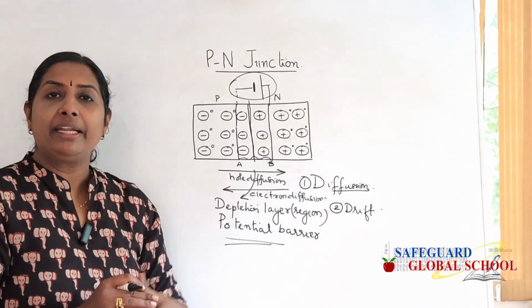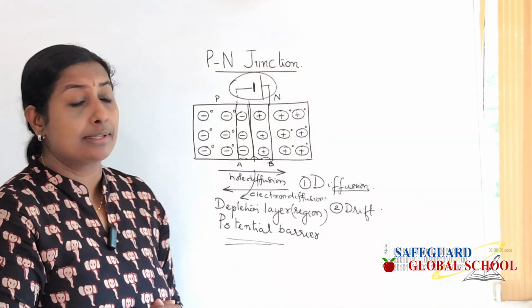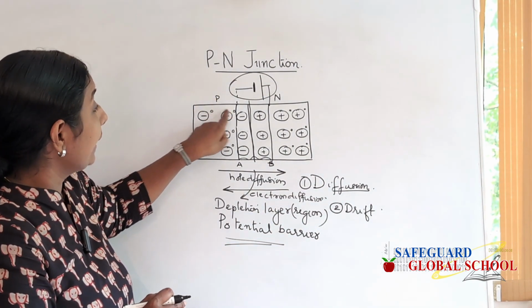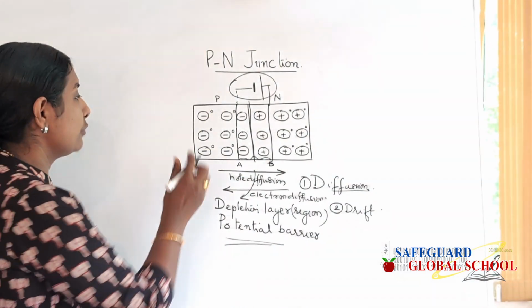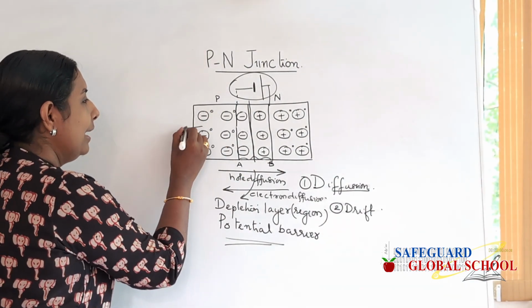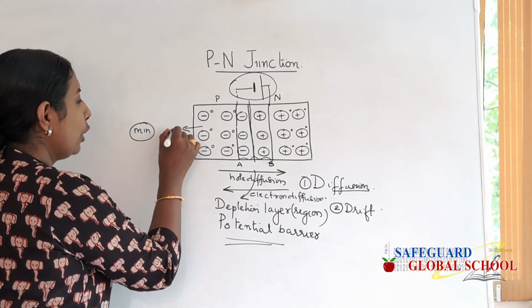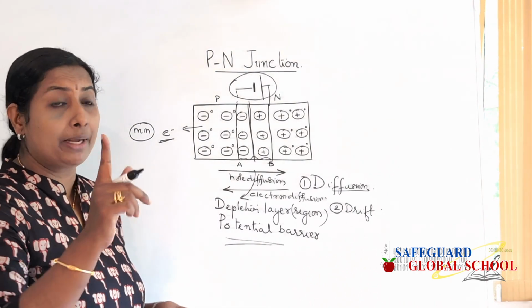So what do you mean by drift, children? We already have talked about the minority carriers, isn't it? All the time we were talking about the majority carriers here, and we have to talk about the minority carriers. Which are the minority carriers here? The minority carriers in the P region are the electrons. They are there. How are they produced? They are produced by the temperature.